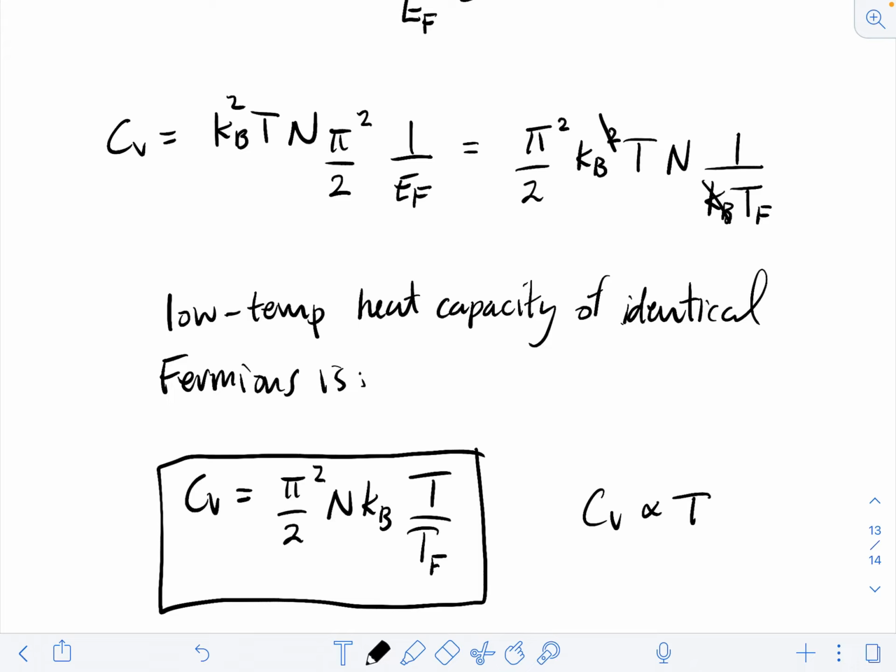Okay, so that's a long calculation, but it's pretty neat in that we started really from a quantum mechanical theory, and now we've derived a thermodynamic quantity that you could go into the lab and measure. All right, so that's where we'll stop for today.